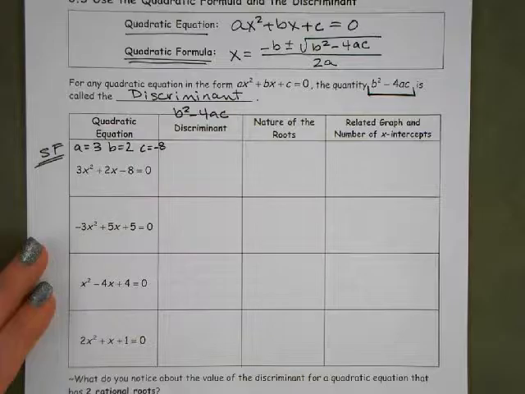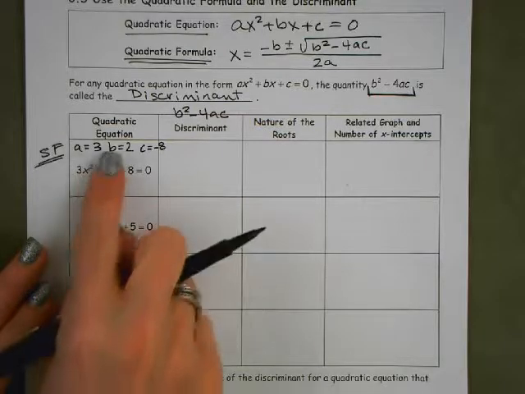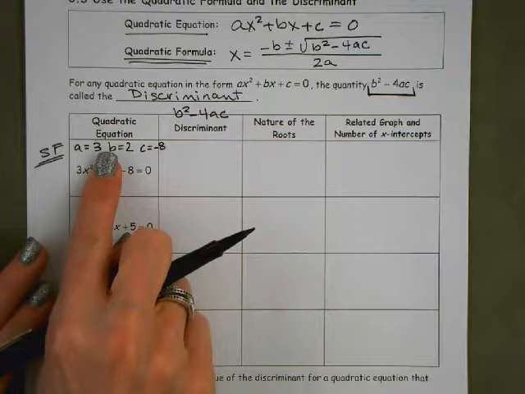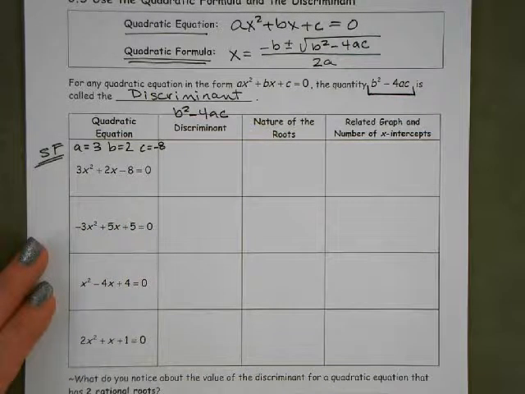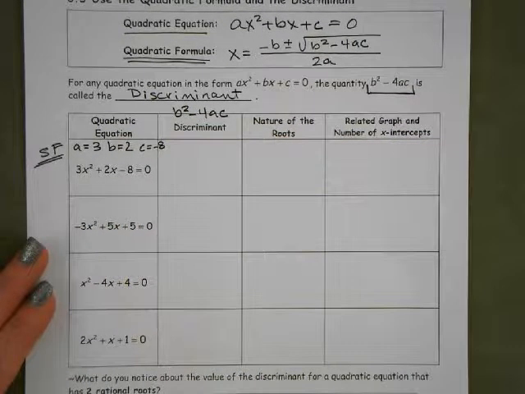If you do not have a b value or you do not have a c value, they're still there. They're just what? 0. Okay? So if this was like 3x squared minus 8, b would actually be 0. So just because it's not there does not mean it's not a value. It just is 0, okay?